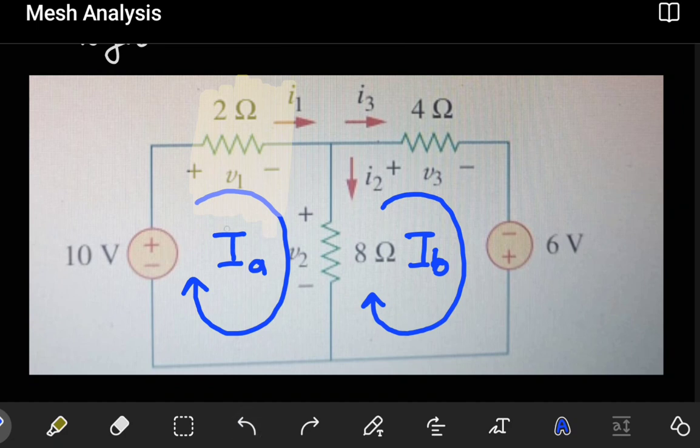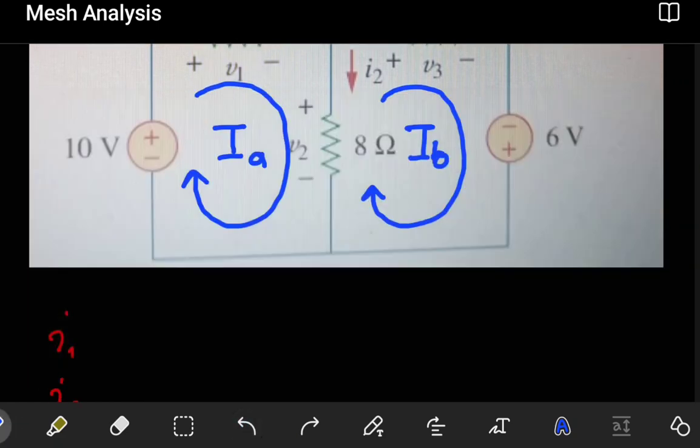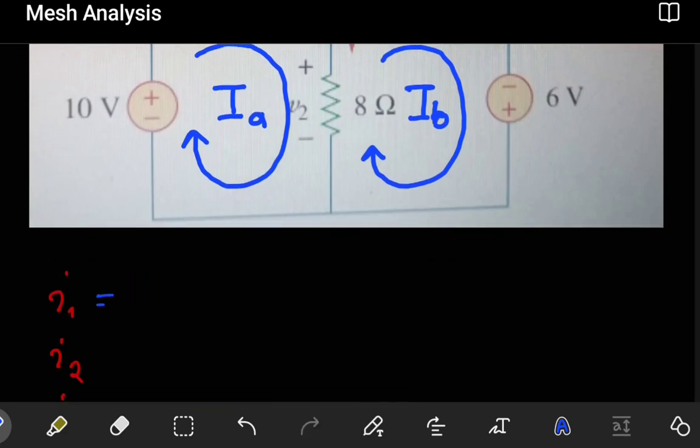At the topmost part, mesh current IA is going in this direction, which is the same direction as our current I1. Because of that, we can conclude that I1 relates to our mesh current IA, and since they are in the same direction, it is going to be positive. In other words, I1 equals IA.